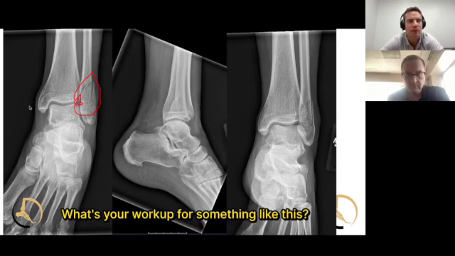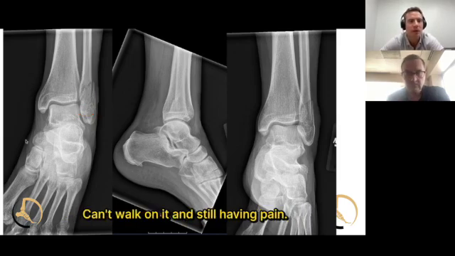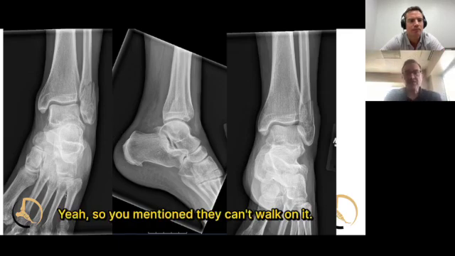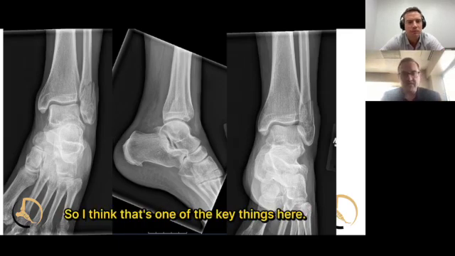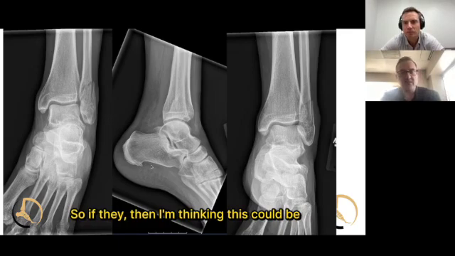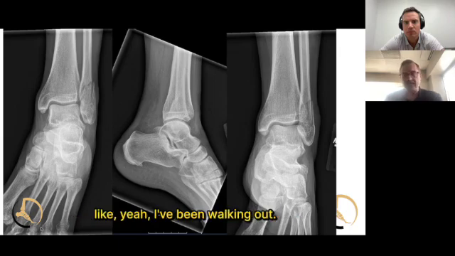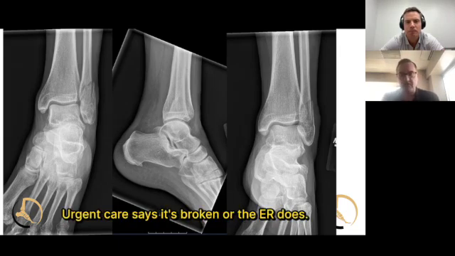What's your workup for something like this? Can't walk on it and still having pain. Yeah, so you mentioned they can't walk on it, so I think that's one of the key things here. So then I'm thinking this could be unstable. Because a lot of times the patients who have a more stable injury will say, I've been walking on it for a couple of days. I went and got it checked out. I thought it was an ankle sprain. Urgent care says it's broken, or the ER does.